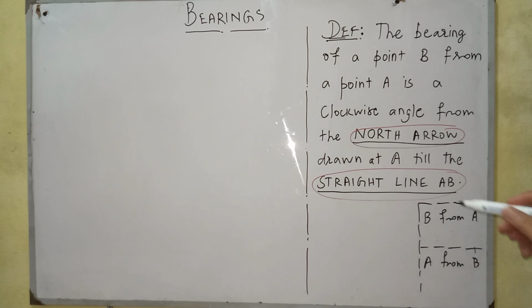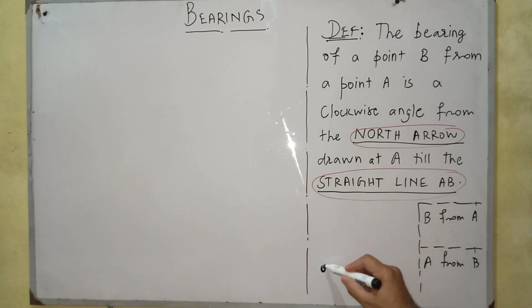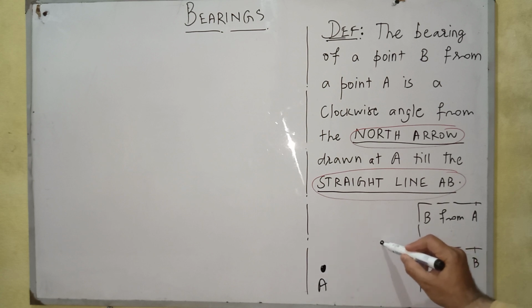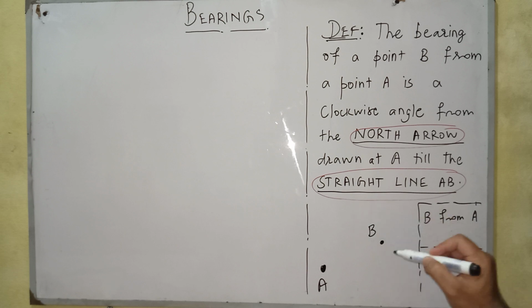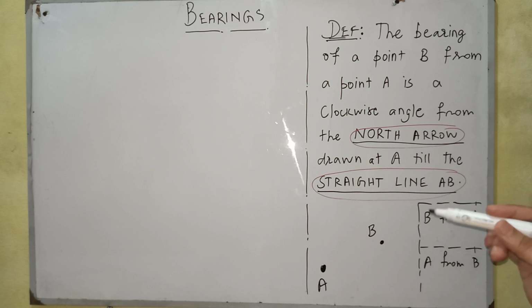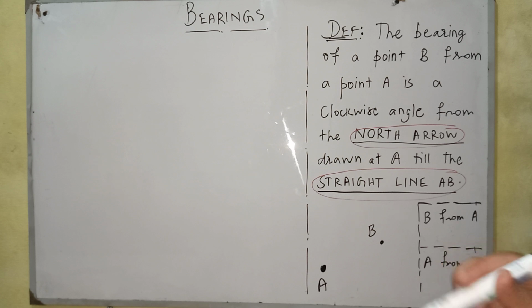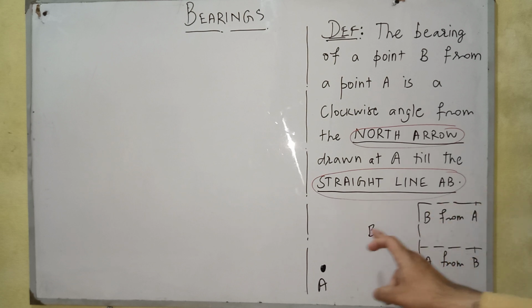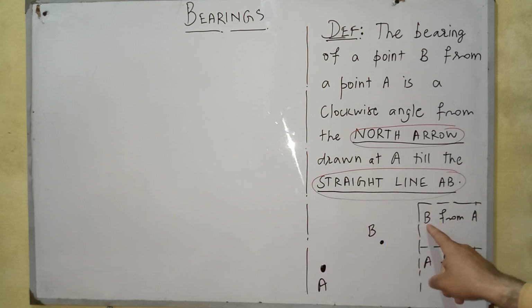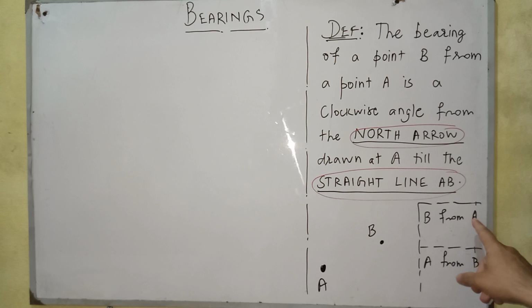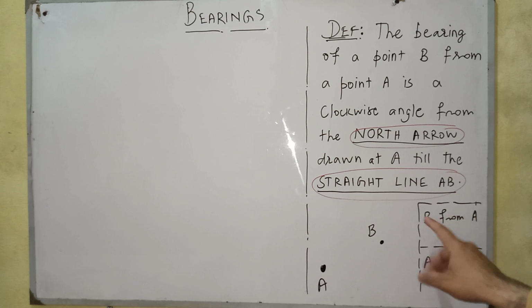Let's suppose we have two coordinates in a rectangular coordinate system. This is coordinate A and this is coordinate B, and we are supposed to find the bearing of B from A. It is basically a special type of angle. We can also say that it is a modified form of angle. If we need to find the bearing of B from A, our bearing will start from A and it will go till B.